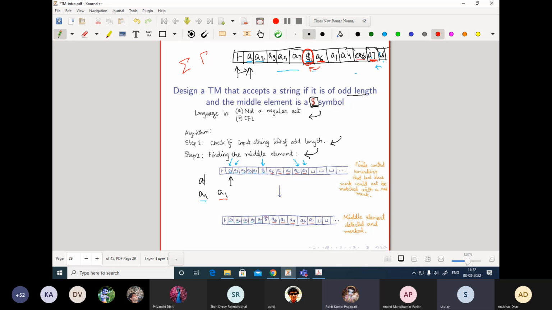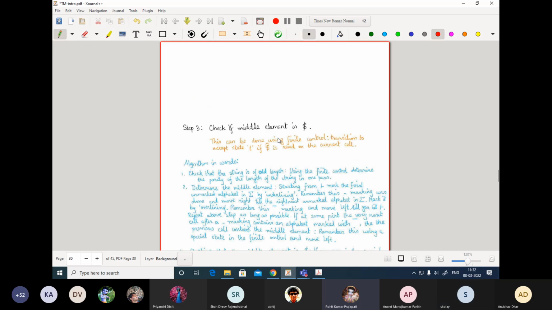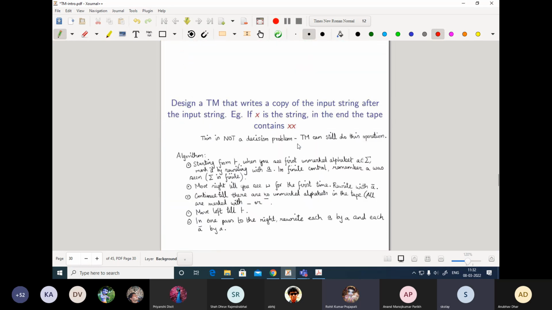Okay, so this is a brief sketch of the Turing machine. I have also given the algorithm in words.